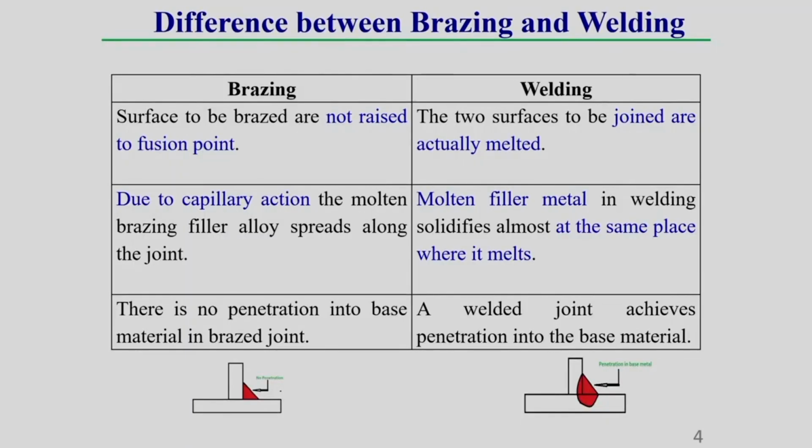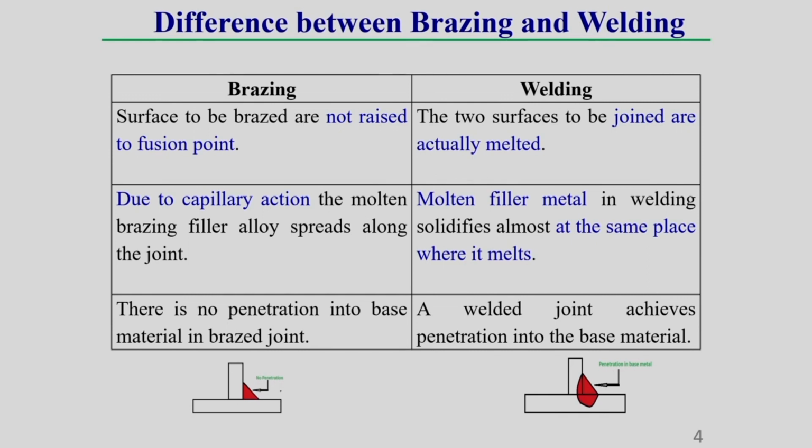Now, we will discuss the difference between brazing and welding. First, the difference between soldering and brazing: the main difference is the temperature. In brazing the temperature is above 427 degrees centigrade, whereas in soldering it is below 427 degrees centigrade, and the rest of the things are more or less similar. But between brazing and welding there are differences.